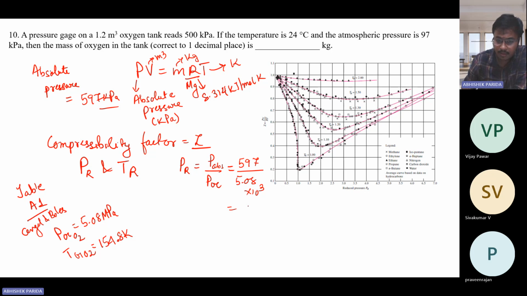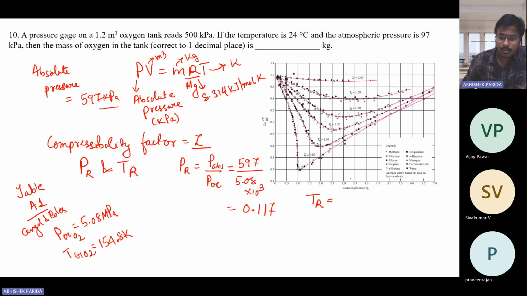It is 0.11. Are you solving? Yes, sir. 0.11, sir. Okay. Now the temperature is 24 degrees Celsius. What is 24 degrees Celsius? You have to convert it to Kelvin.